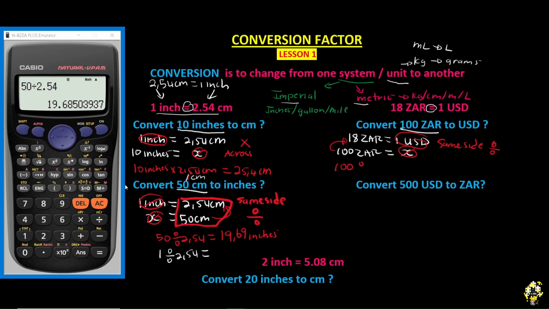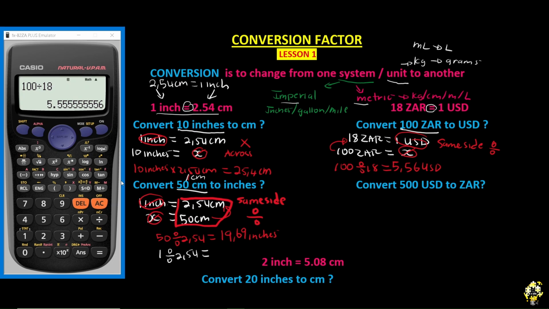So what am I supposed to do? 100 divided by 18. Let's go to the calculator and say 100 divided by 18. And what do we get? Let's round it off. We'll say it's a 5, and to do the small places, 56 USD.